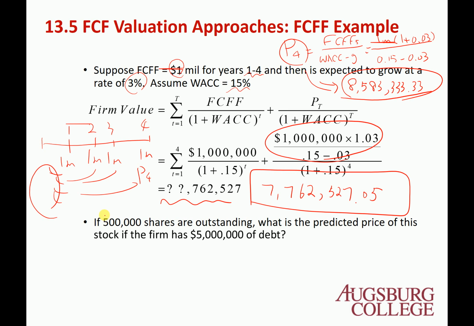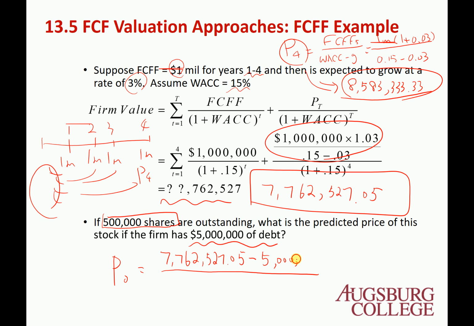So, if the number of shares outstanding is 500,000, what is the predicted price of this stock, if the firm has 5 million of debt? First of all, P0, the share price, will be the value of the firm as of today minus the debt value, because this is the debt holders'. The numerator will be the equity value divided by the number of shares. Then you're going to get $5.53.